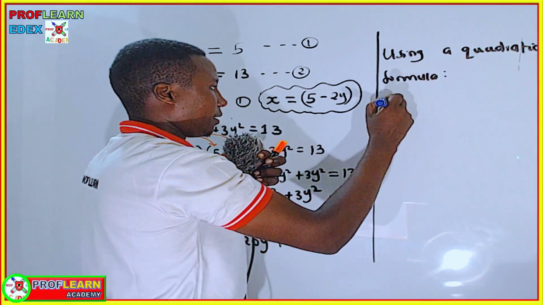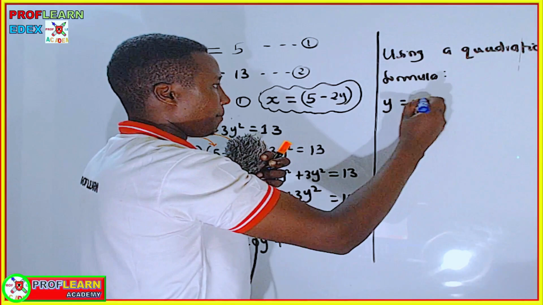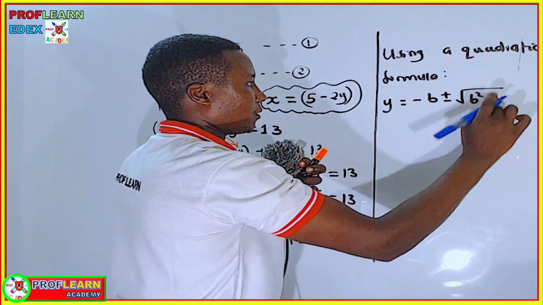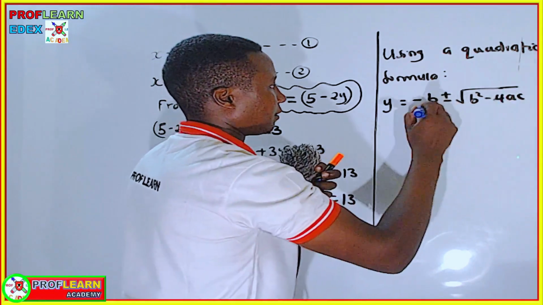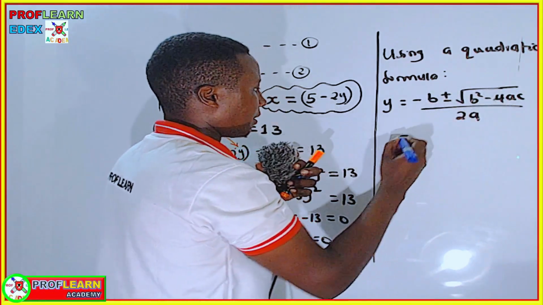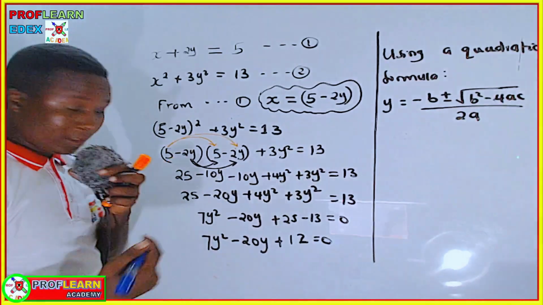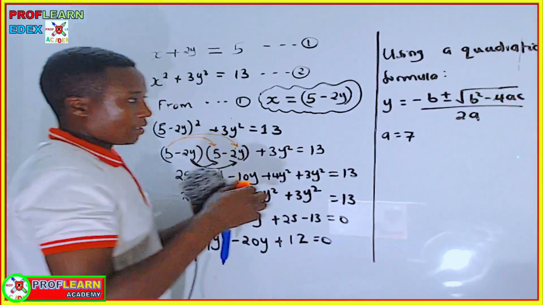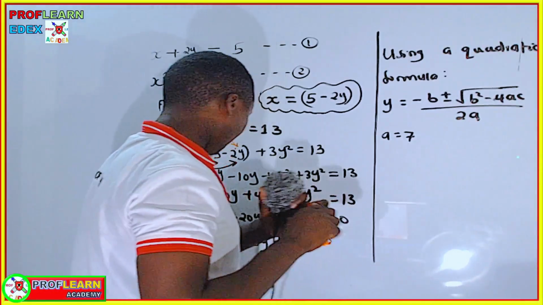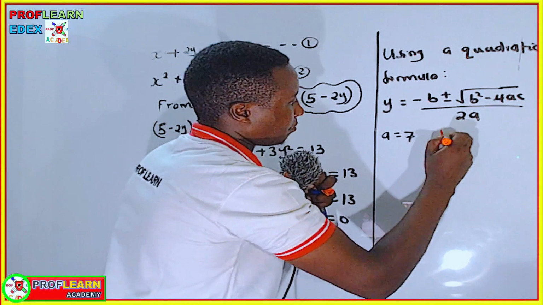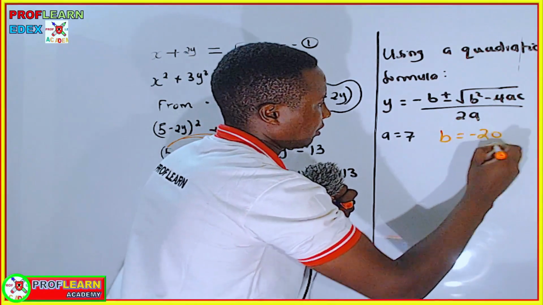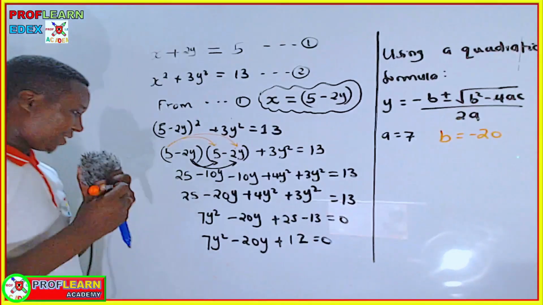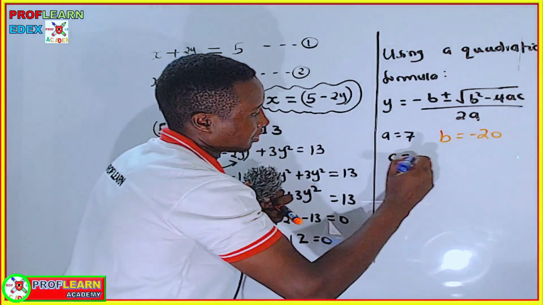So this is going to be y equals minus b plus or minus square root of b squared minus 4ac, divided by 2a. In this case, we need to identify which is our a. Our a is equivalent to 7. Then we have our b, which is equivalent to negative 20. And c, let's check, our c is equivalent to 12.